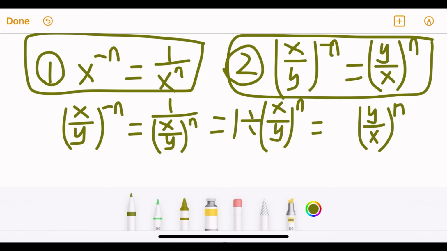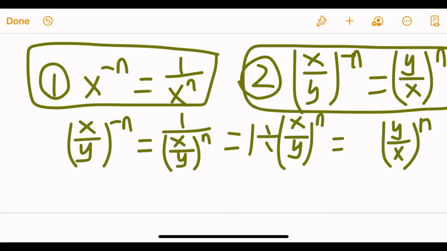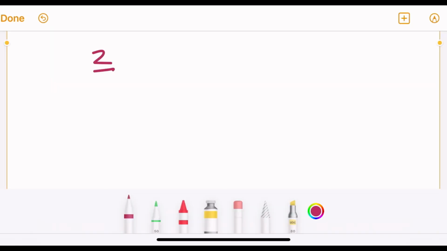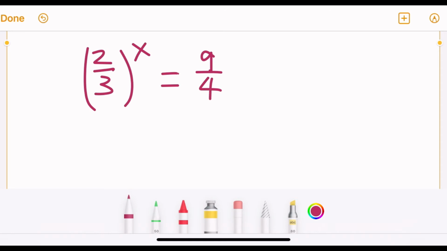And that's it. And once we know all that, we can look at much more difficult examples. (2/3)^x = 9/4. We can't work out the value of x straight away, but we can after we simplify 9 over 4 and break the brackets. So let's first break the bracket.